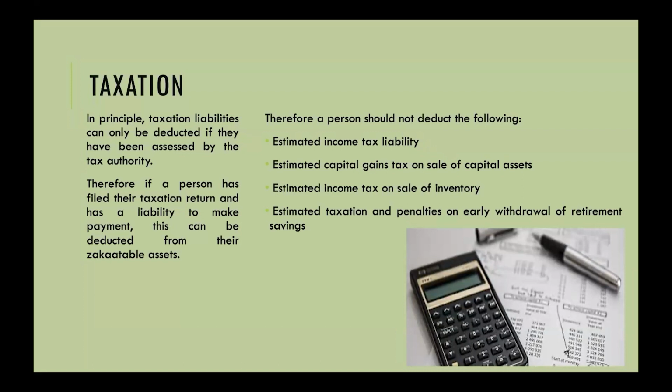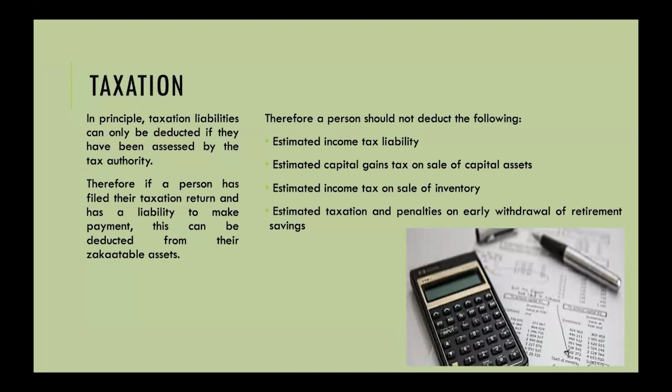However, a person should not deduct an estimated income tax liability or an estimated capital gains on the sale of capital assets if the asset has not yet been sold, or an estimated income tax on the sale of inventory, or estimated penalties and taxation on early withdrawal of retirement savings. This would be the more cautious approach, not to deduct these and rather only deduct them when they become due after filing them with the relevant taxation authority. Again, there may be differences of opinion from different scholars, so check with your local mufti or your local scholar when you are looking at this if you're confused. But this would be the principle that you could apply in deduction of liabilities.